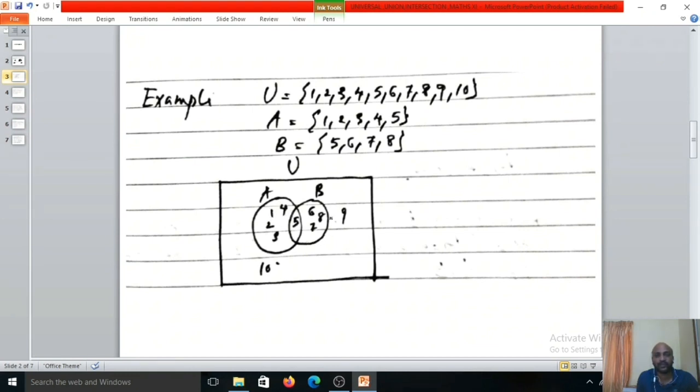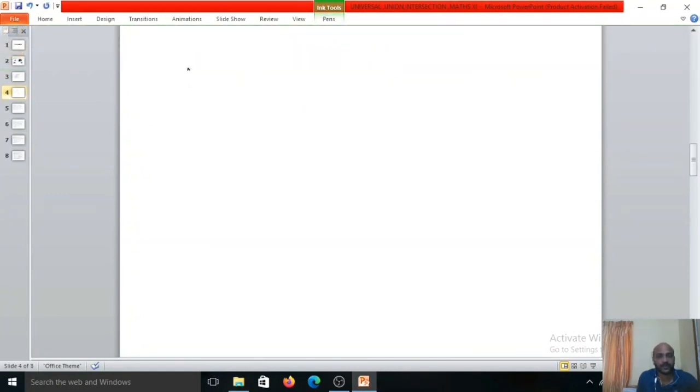Then you have to fill elements of B. So B consists of 6 7 8 other than 5. So we can fill all these elements in this region. Then remaining elements 9 and 10, those two numbers you have to write outside this set A and B. So U consists of all the elements 1 to 10, A consists of 1 2 3 4 5 and B consists of 5 6 7 8. Okay, let's consider one question.